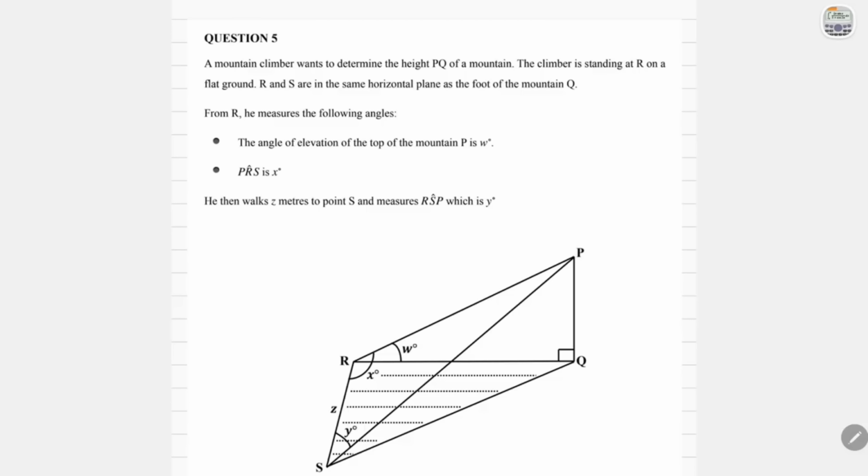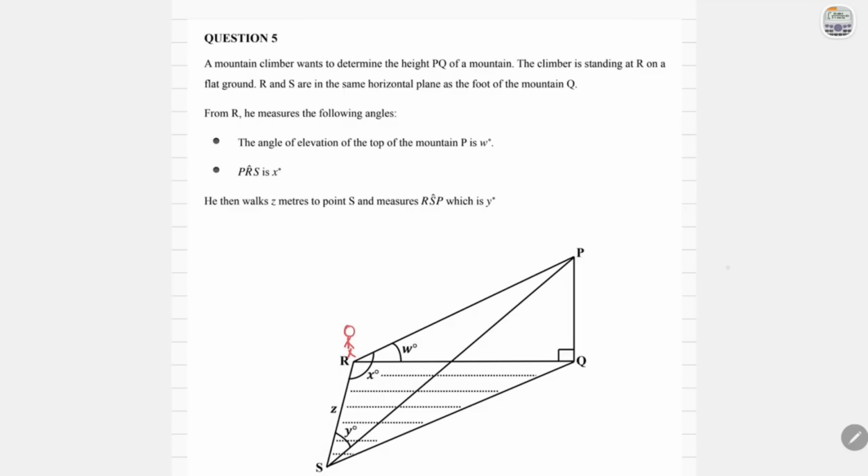Question 5 says a mountain climber wants to determine the height PQ. That height is the height of a mountain. The climber is standing at R, on flat ground. R and S are in the same horizontal plane as the foot of the mountain. So these 3 points are on the ground. This climber can walk to this point; it's not walking down a mountain, it's walking on flat ground.